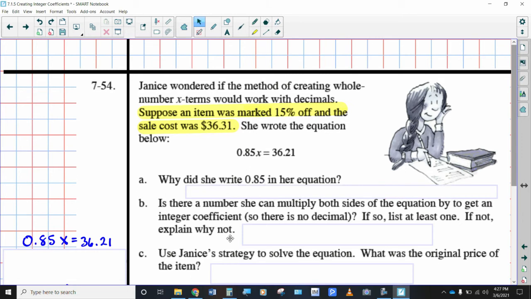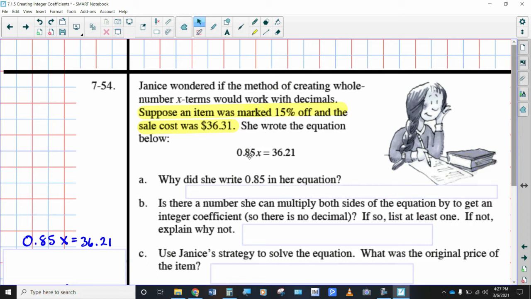Why do you think she wrote the equation? What is she trying to find? Is she trying to find the amount of the discount, or is she trying to find the sale price? Actually, she's not doing either, right? She's trying to find what the total or the original cost was.